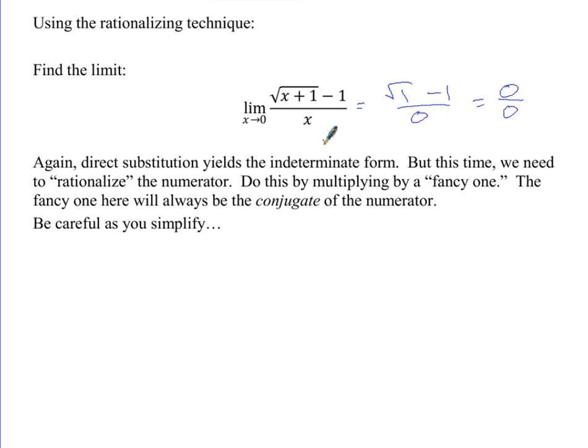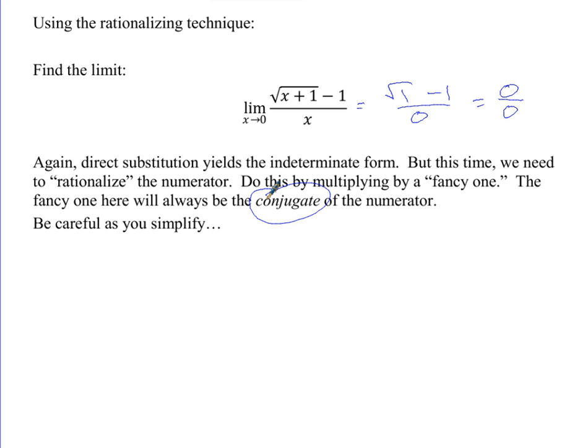You learned how to rationalize in Algebra 2. To rationalize something, you have to do what? Conjugate. Yep. You're going to multiply the top and the bottom by the conjugate. But in this case, it's going to be of the numerator. So, fancy one. Multiply the top and the bottom by the conjugate.